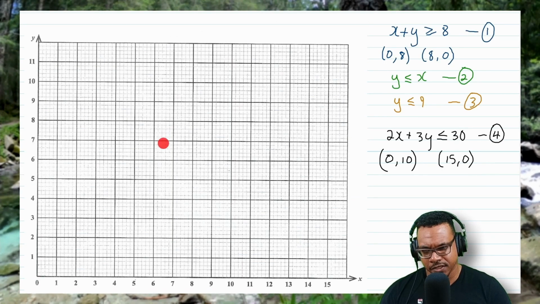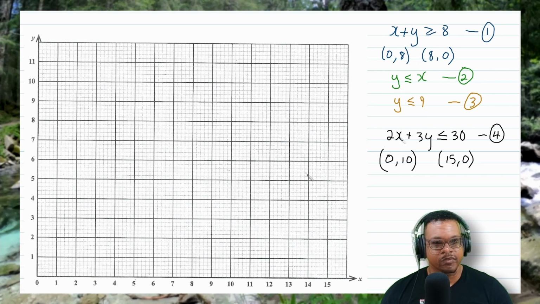So here I have the grid paper. I just wrote back my 4 inequalities here. And of course, for this one, I wrote the 2 points that we need to plot to draw a line. These 2 are simple. And for this one, I put the 2 points that we need to plot to draw this line. So let's start with the first inequality. So we plot in 0, 8, and 8, 0.